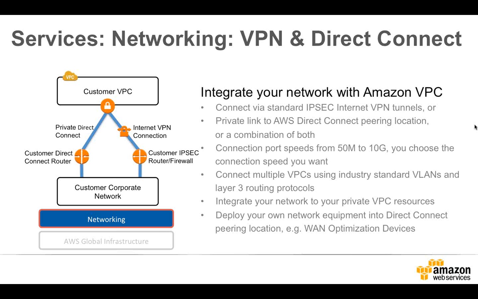You can load balance these connections, you can aggregate them, you can use them as active standby connections. And you can use these in conjunction. You can use both of them. So the best practice really for mission-critical systems is to have redundant Direct Connect connections from your on-premises data centers to your VPC and a backup connection over the internet using IPsec VPN.